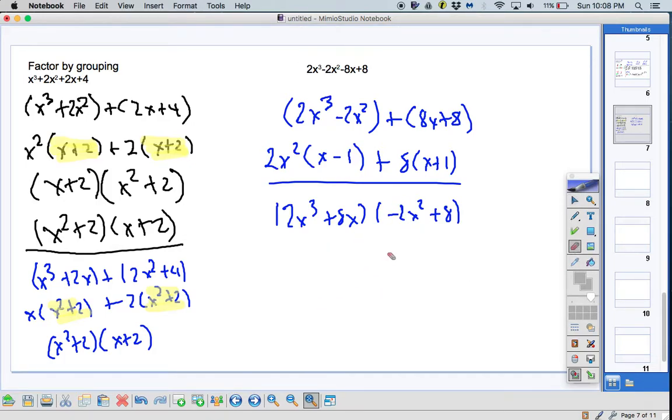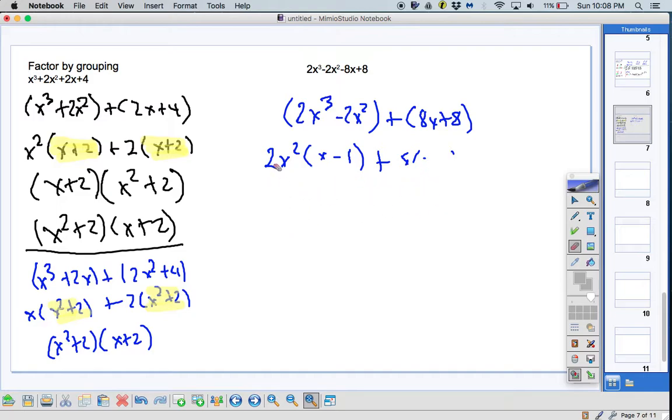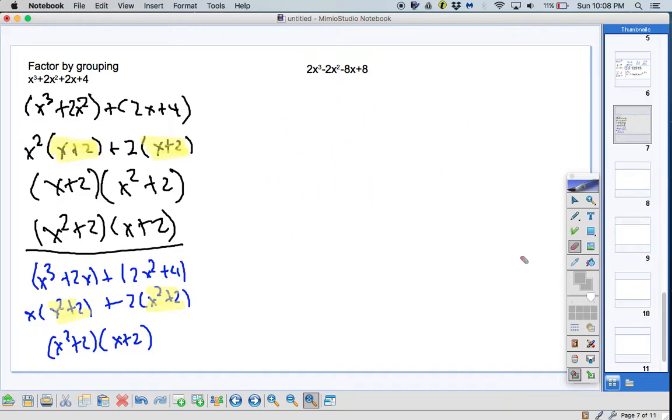In this particular case, you just would not be able to factor by grouping, so you'd have to use some other techniques that we'll learn later. But that's okay, because I want to show you what factor by grouping looks like. So let's try this again.